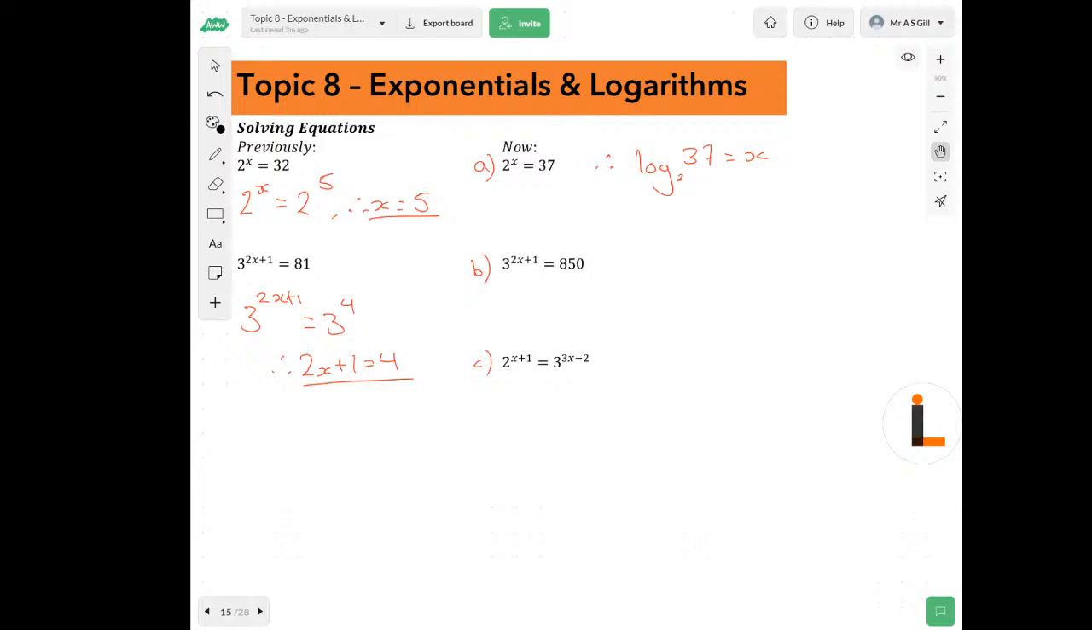So let's just go through part B here now. And again, we're saying for part B that log base 3 of 850 is equal to 2x plus 1.